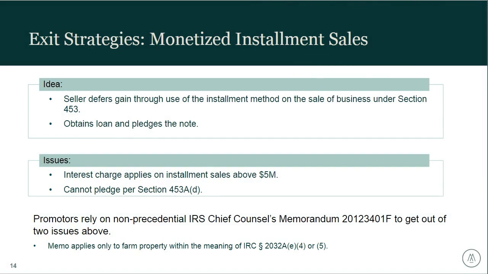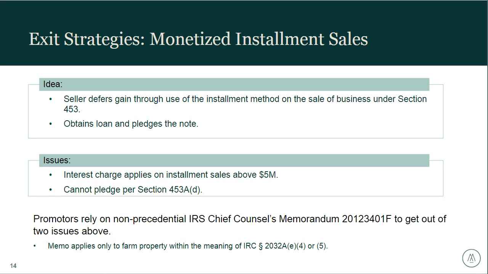This is another issue when exiting and selling the company that I wanted to bring up. This has been coming up lately with our clients. We don't do this, but I just wanted to flag that there are some promoters telling our clients, or other people's clients, that a seller can use a monetized installment sale concept, where the seller would defer the gain, or part of the gain, into a future period. For example, under the normal tax rules, if you get a 20-year payment, or a payment beyond the year, sellers don't have to pay the tax until they get the cash.